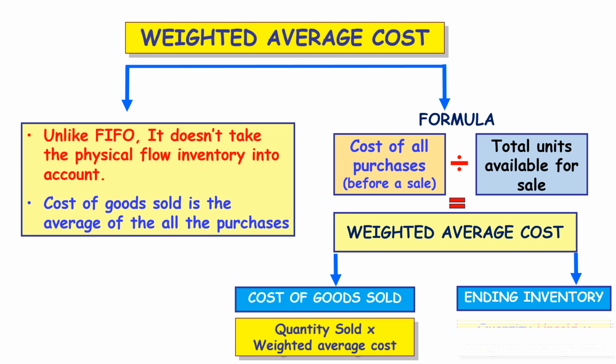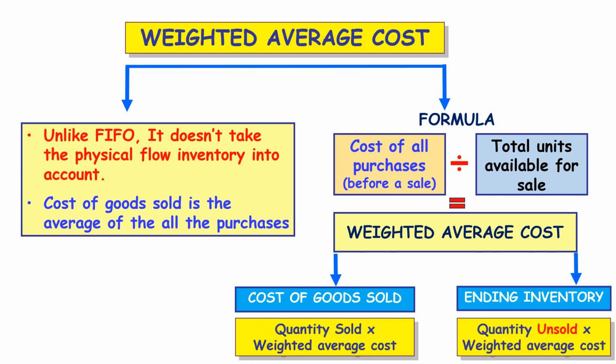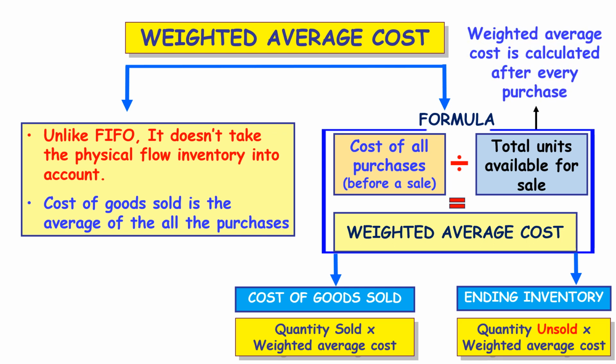Similarly, to find the ending inventory, all I need to do is find out how much is the quantity unsold and multiply that by the weighted average. So I need to know how many staplers are still left in that box and multiply that by the weighted average cost. This weighted average cost must always be calculated after every purchase so that you already have the average cost there to find out the cost of goods sold value and the ending inventory value.